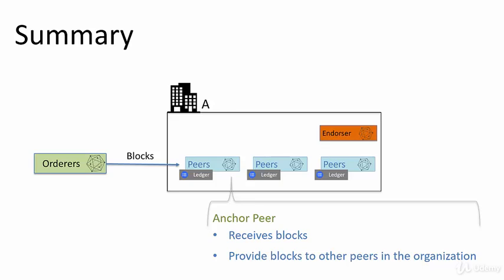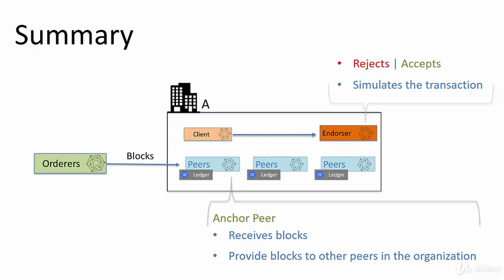Then there is the endorser peer or the endorsing peer. The endorsing peer receives the transaction request from the client. On receiving the transaction request from the client, it simulates the transaction. That is, the transaction is executed, the chain code is executed, but the state of the chain code is not updated in the ledger. The endorser then rejects or accepts the transaction after it has carried out multiple validation checks. The primary objective of this endorsement mechanism is to protect the network from intentional as well as unintentional attacks.